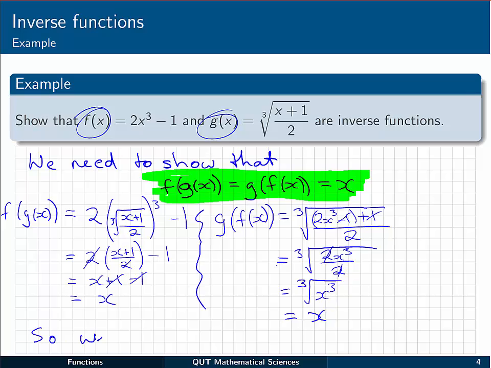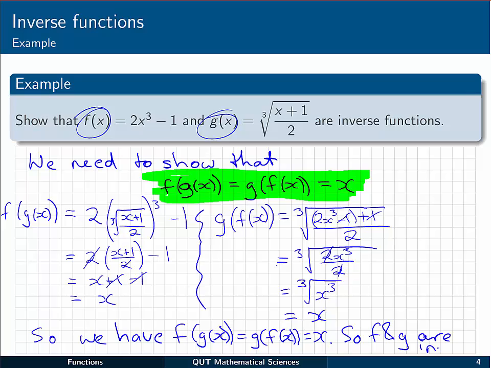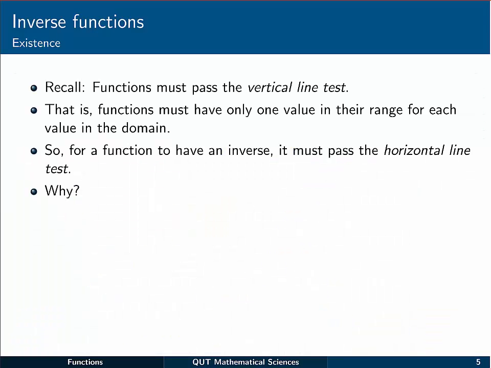So finally we have exactly the property we need. F of g of x is equal to g of f of x is equal to x. So f and g are indeed inverse functions of each other. So that's how to check if two functions are inverses.